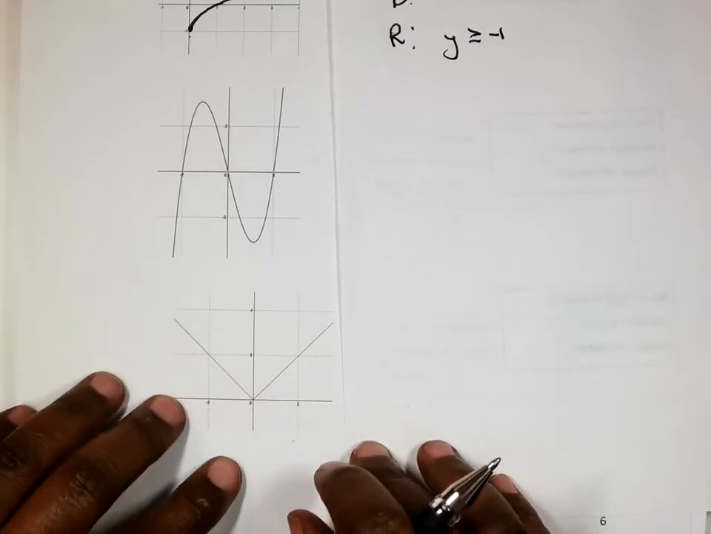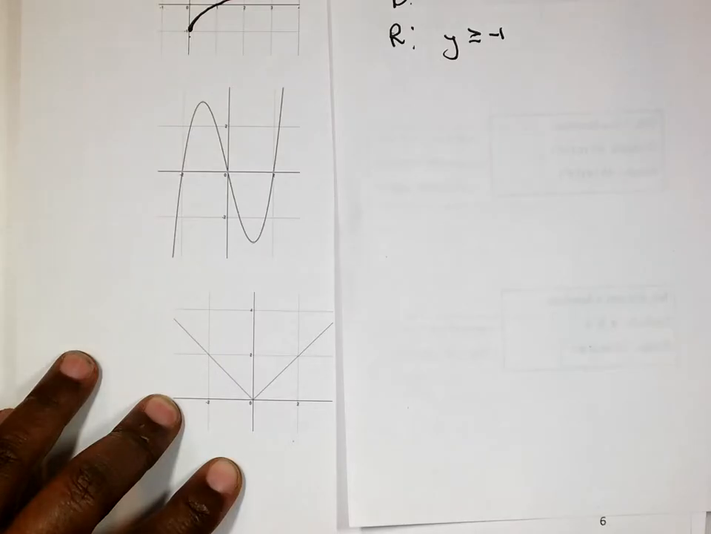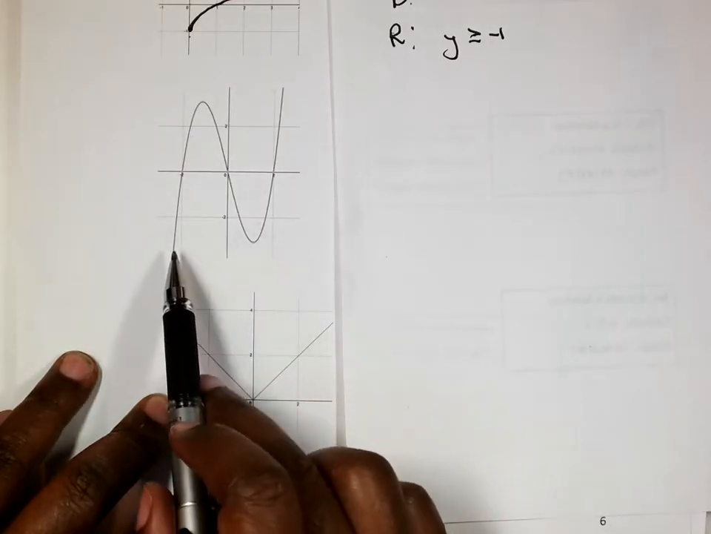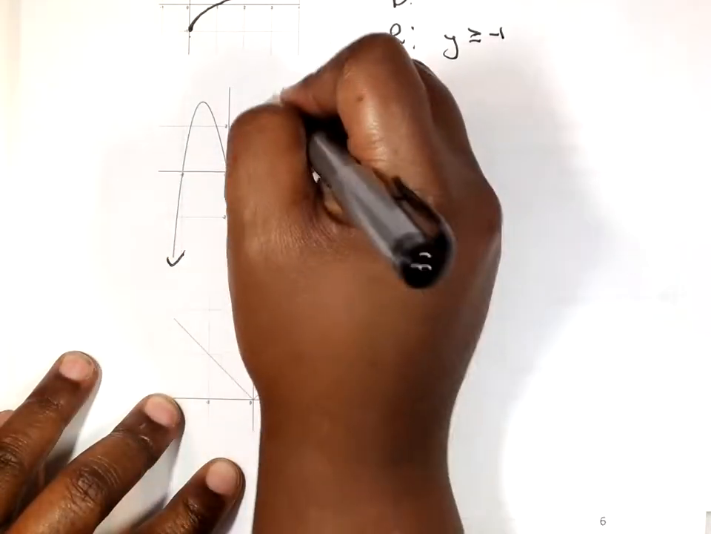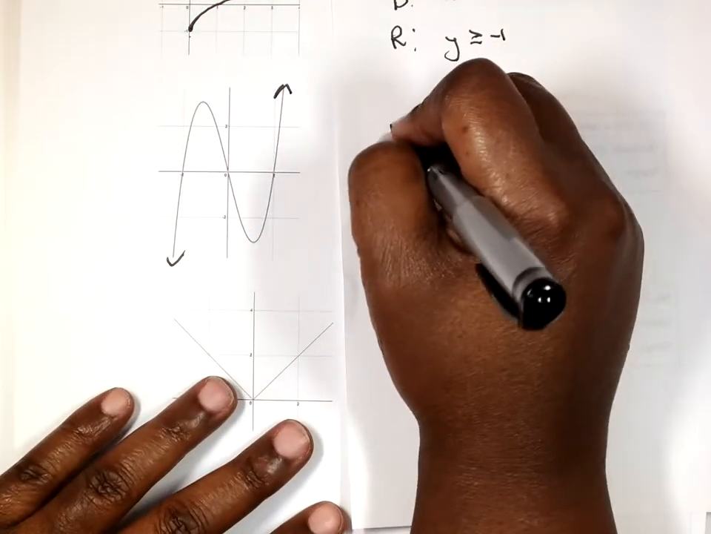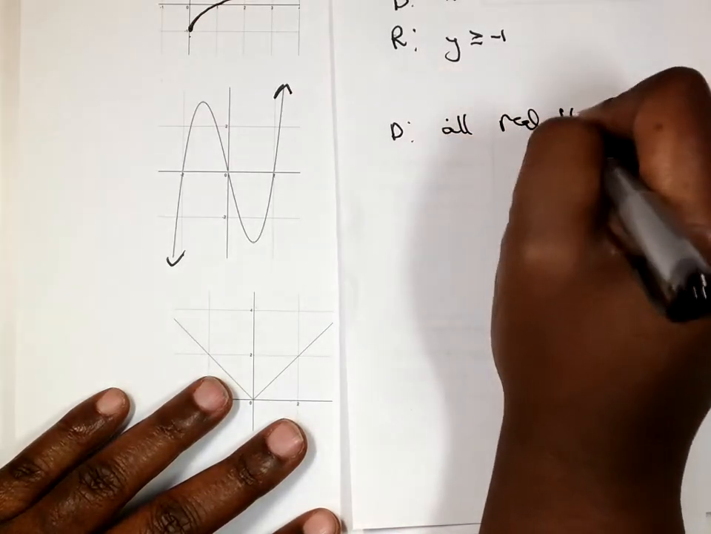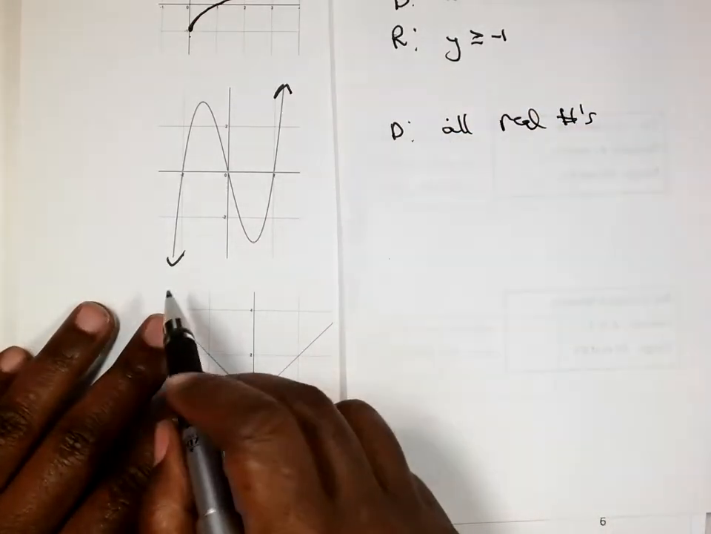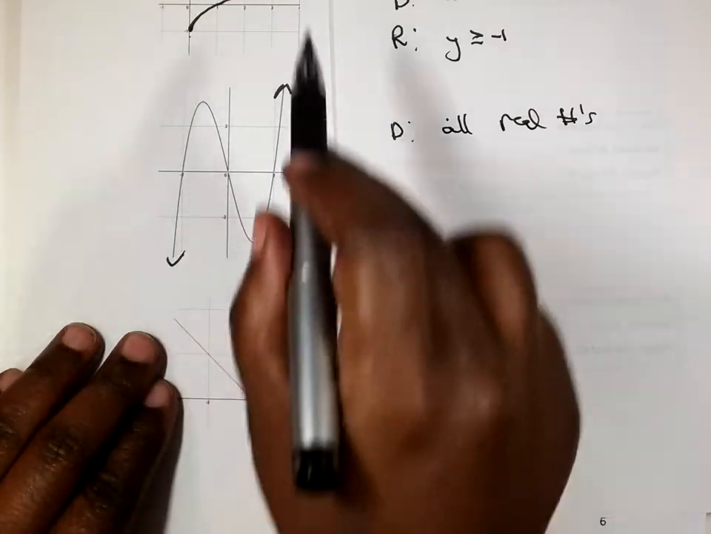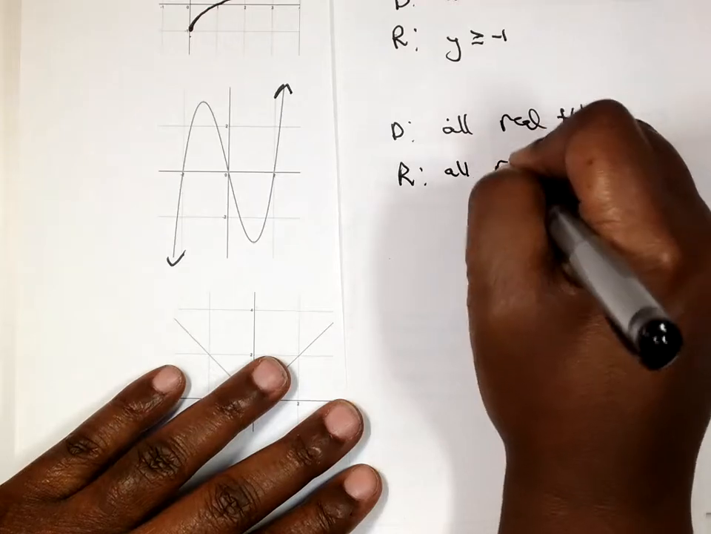The next graph, it's a function. You draw any vertical line, it's only going to hit it once. The domain are the x values. So it just keeps widening out. So domain is all real numbers. And my range, it shoots down to -infinity here, it's shooting up to +infinity there. So my range is all real numbers.